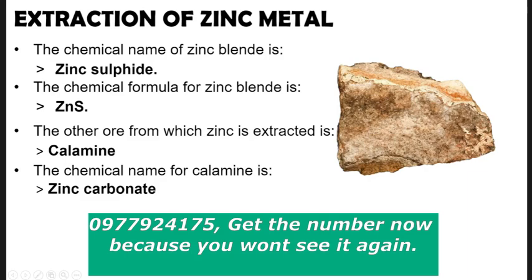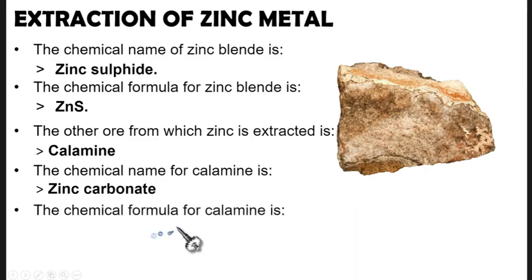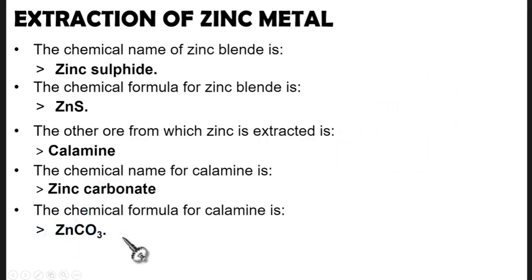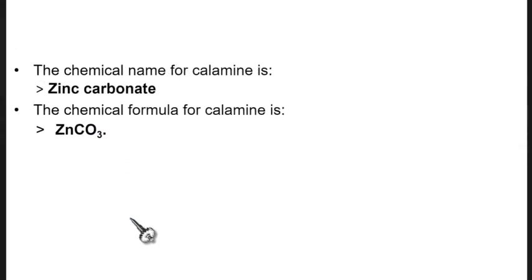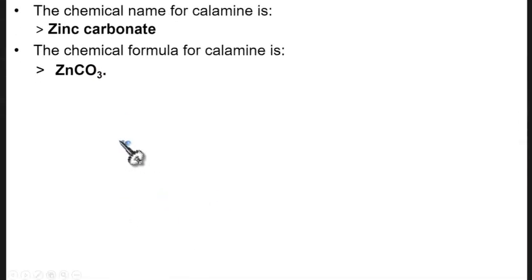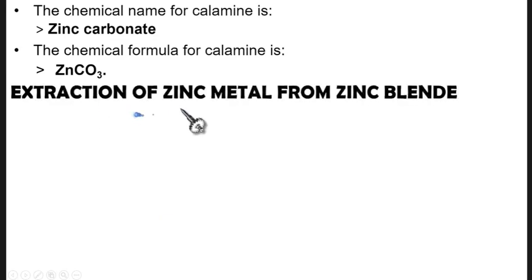You should also know that the chemical formula for calamine is ZnCO3, where Zn stands for zinc and CO3 stands for carbonate. So zinc carbonate, which is calamine, this is its chemical formula. Now let me start the process. We are now going to look at the extraction of zinc metal from zinc blende.